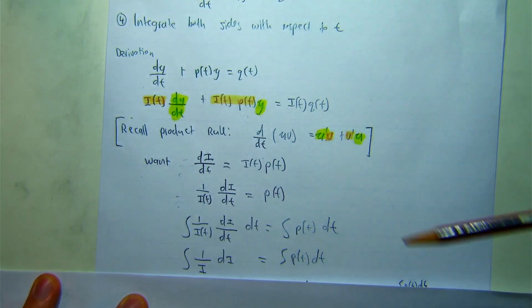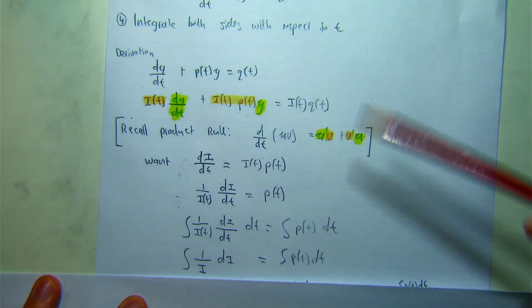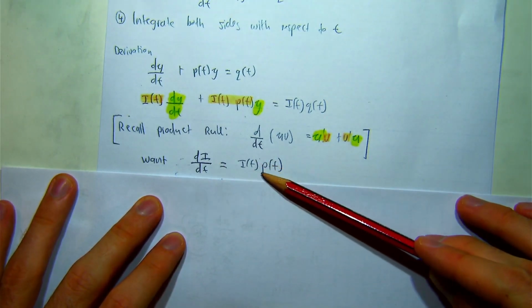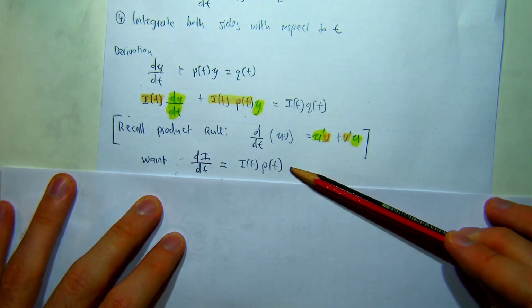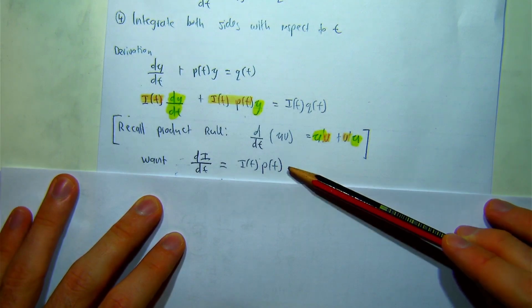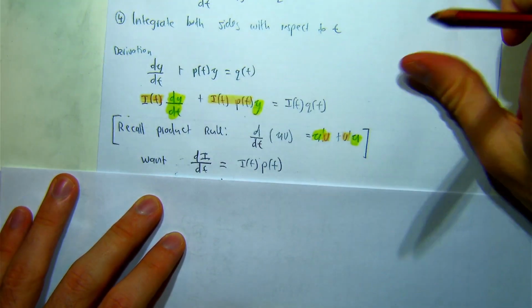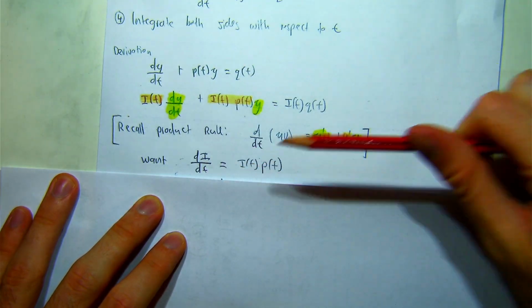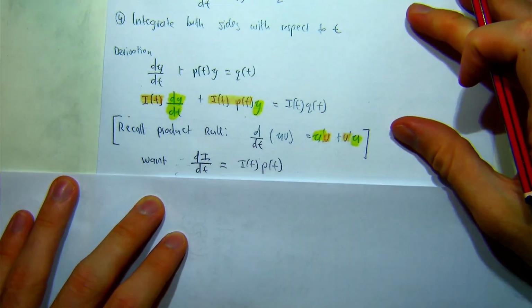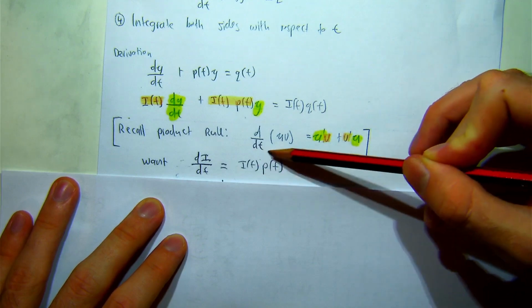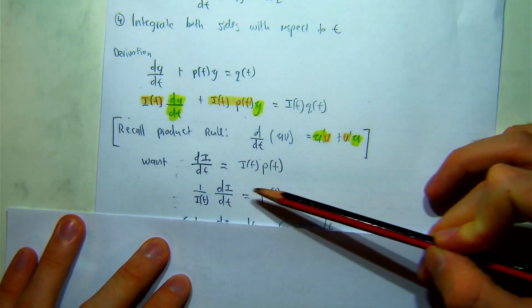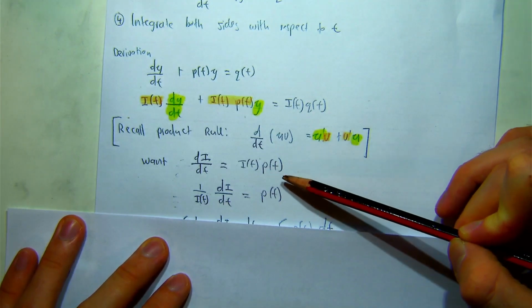Okay, if that wasn't clear, let me try that again. We want dI on dt to be equal to I of t multiplied by p of t. That's what we want. And if that is true, we can use the product rule here. And then now we want to rearrange and solve for I of t. So this is actually a separable ODE that we can solve to figure out what we want our integrating factor to be. So that's what this next step is, dividing both sides by I of t.